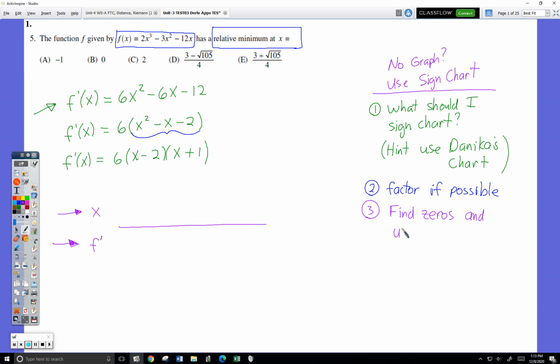I guess I'll call them the undefines, just in case there are any. So we're charting f prime, so we need to find the zeros of f prime. So Josie, what are the zeros of f prime? 2, -1. And just, again, another thing that will help you on the test is practice being specific, and it prevents errors. So say x equal 2, x equal -1.